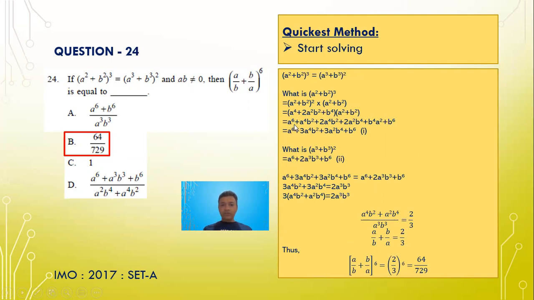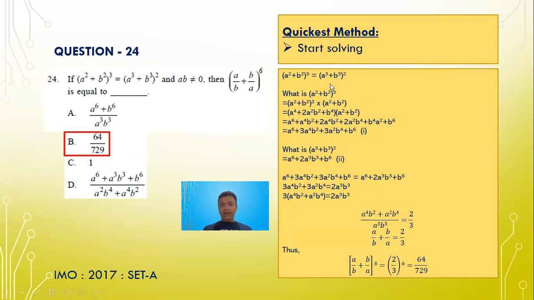So it will be a^6 + a^4b^2 + 2a^4b^2 + 2a^2b^4 + b^4a^2 + b^6. When you multiply these two equations, it will come like this: a^6 + 3a^4b^2 + 3a^2b^4 + b^6. So this is the first equation, the left hand side.